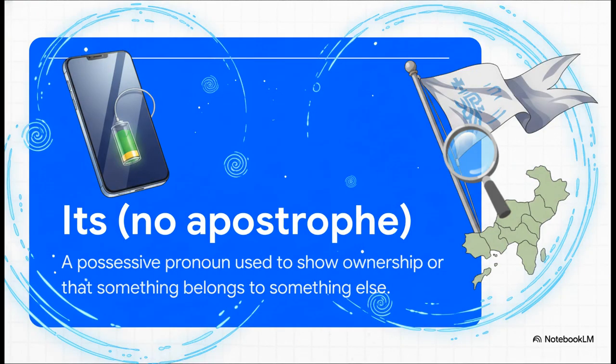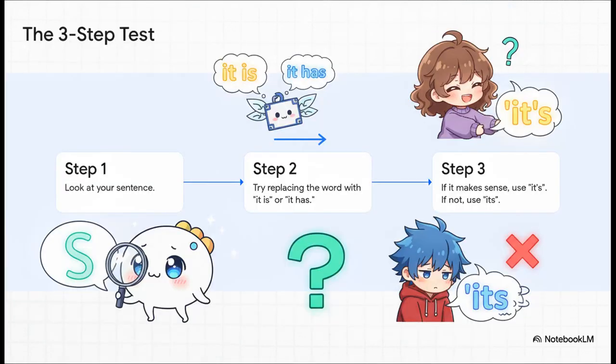And now for the other one, its with no apostrophe. This word is what we call a possessive pronoun. Its one and only job is to show ownership, that something belongs to something else. Think of a phone and its battery, or a country and its flag. So here's the trick in 3 simple steps. Whenever you're not sure, just try replacing the word with it is or it has. If your sentence still sounds perfectly correct, then you need the apostrophe it's. But if it sounds all wrong and clunky, you need the possessive its. That's it. That's the whole trick, and it works every time.